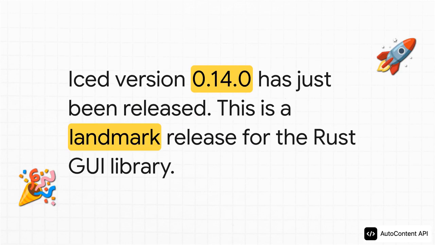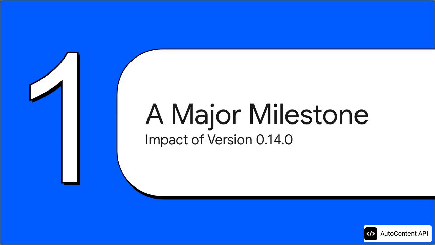So the news is this. The team behind the Rust GUI library just dropped version 0.14.0. And let me tell you, calling this a major update is kind of selling it short. This thing is a landmark release, so let's get into what makes it such a huge deal. Okay, we're going to break down exactly why this version is turning so many heads, not just for people already using Rust, but really for the whole Rust ecosystem.